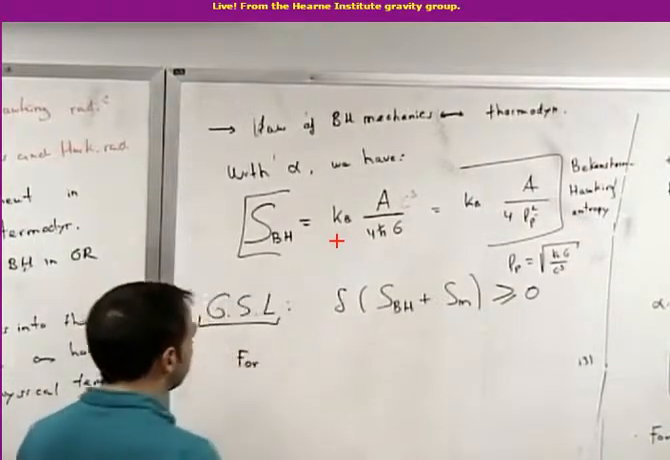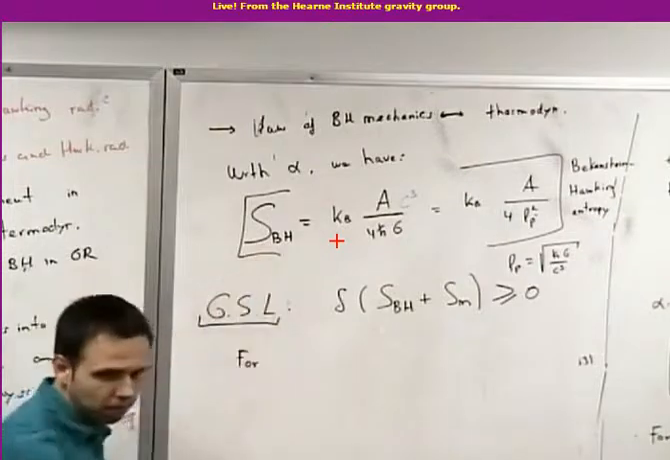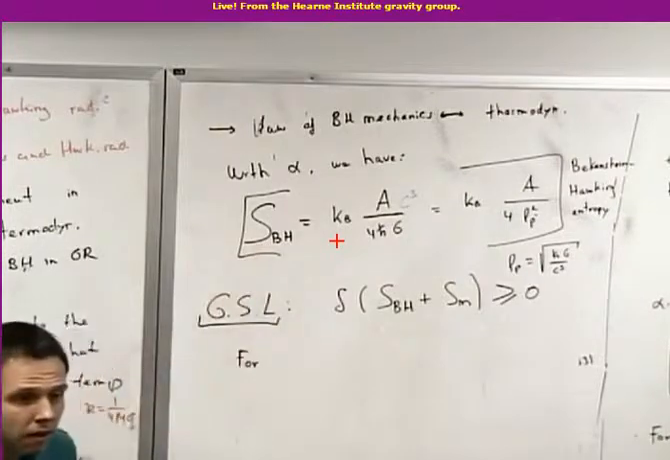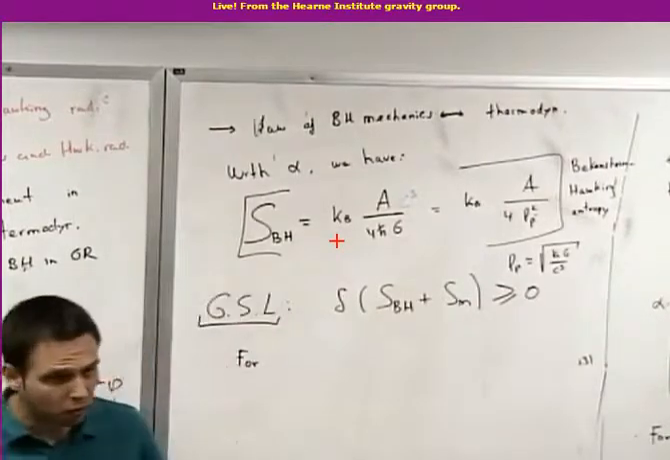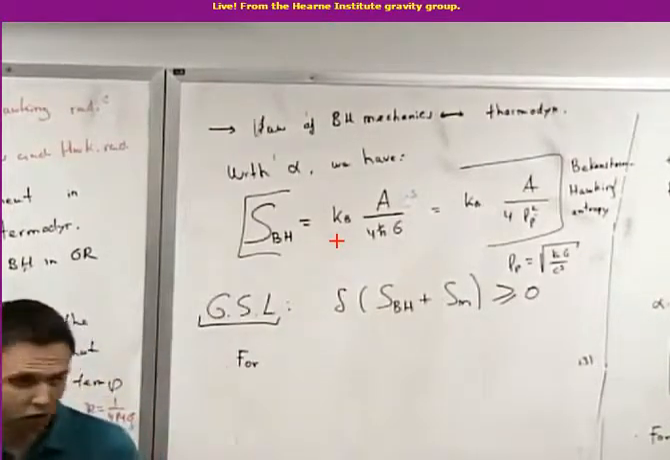A good question is how big is this entropy? What was S_M again? This is the entropy of matter, or the standard matter outside the black hole. For instance, of Hawking radiation.